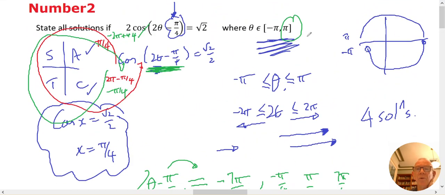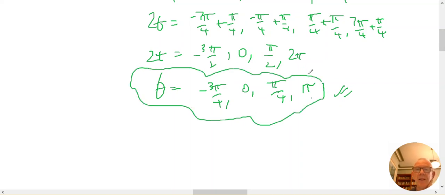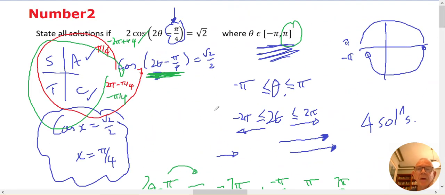And I include my endpoint, therefore my pi is an answer that is acceptable. If this number here happened to be bigger than pi when you added pi on 4 to it, then you'd look at the other end here for the next solution that would have then fallen into the domain. So there are my 4 answers.